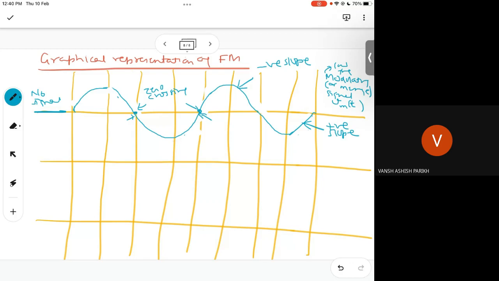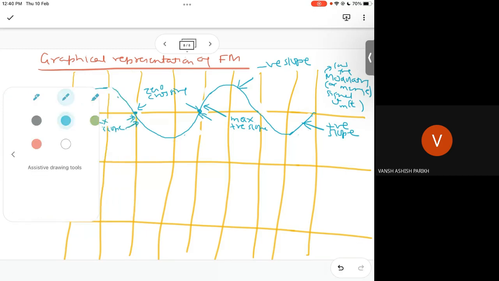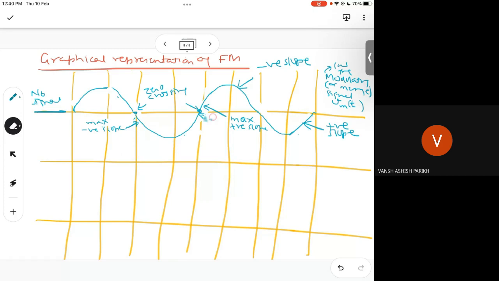So this is the point I can call the maximum negative slope. And this we call the maximum positive slope. Okay, I hope I'm writing very clearly here. So maximum negative slope will be here, and maximum positive slope will be here. One minute, I remove this. So these two are the points I'm defining. So this is my message signal, a single frequency.